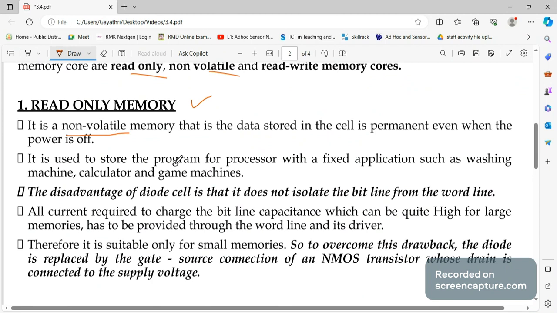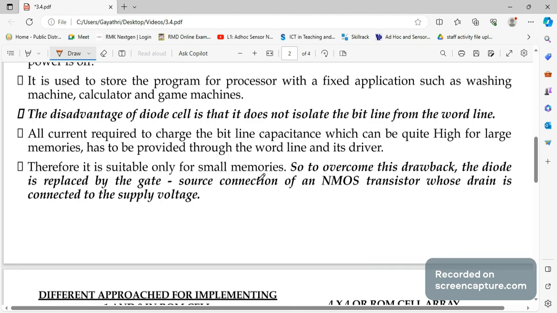It is used to store the program for the processor with a fixed application. For example, we can take a washing machine, calculator, and gaming machines, everything. We will be having this read-only memory alone.